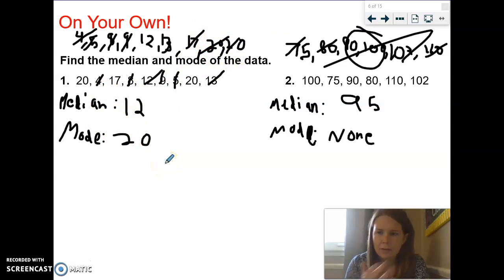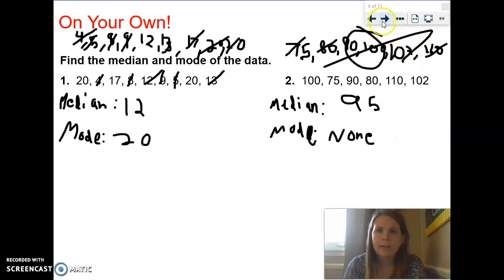And it can always be more than that. Maybe you have 5 of those numbers. It's just the only number that I saw more than once was 20. Number two then, when I figure this out, I end up with 90 and 100 left as my median part. If I take the average of those, I get 95. And this one actually has no mode. Remember I told you, you could have no mode because there's no number that repeats within the data.